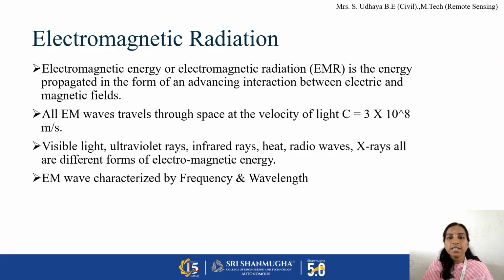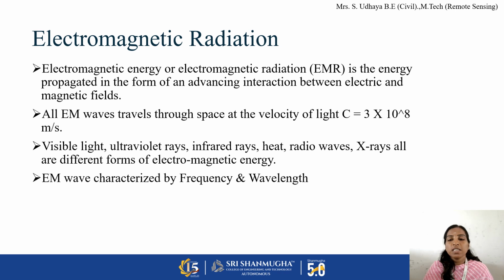Electromagnetic radiation, or energy, is the energy propagated from the sun. It is in the form of interaction between electric and magnetic fields which are perpendicular to each other. All electromagnetic waves travel through space at the speed of light, that is 3 x 10^8 meters per second. Visible light, ultraviolet rays, infrared rays, radio waves and X-rays are different forms of electromagnetic energy.